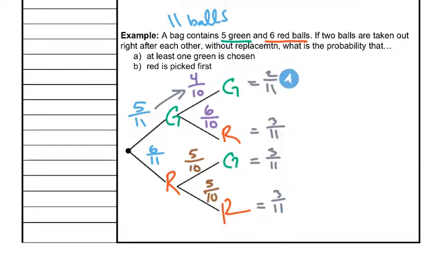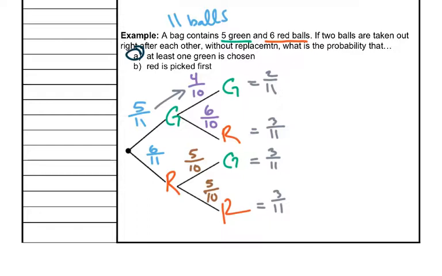So this should total 1 when we follow all of these options, because we are now sort of listing out the sample space here. We could go green, green, green, red, red, green, red, red. Now let's answer some questions. So we've got problem A, at least one green ball is chosen.